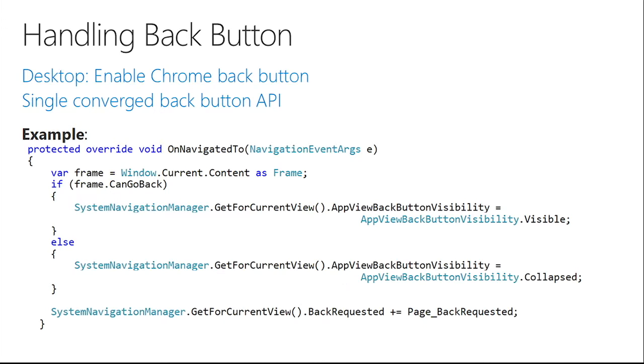Okay. And then you can hook up the Universal Windows Platform BackRequested API, which automatically gets triggered whether the user presses a hardware back button on a phone or the Chrome-drawn back button on the title bar, or any back button. It's any back button. That's your Universal BackRequested. That's the one to use.